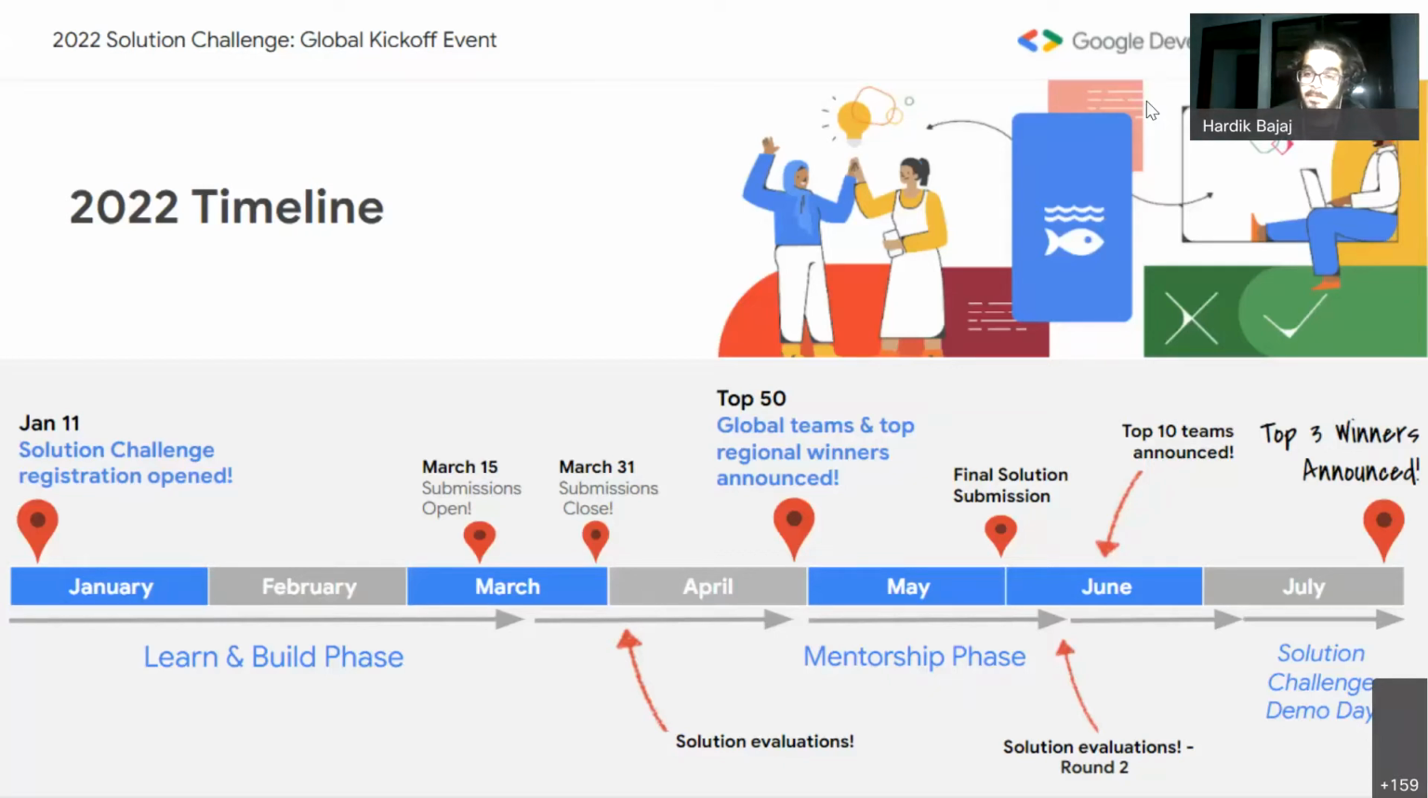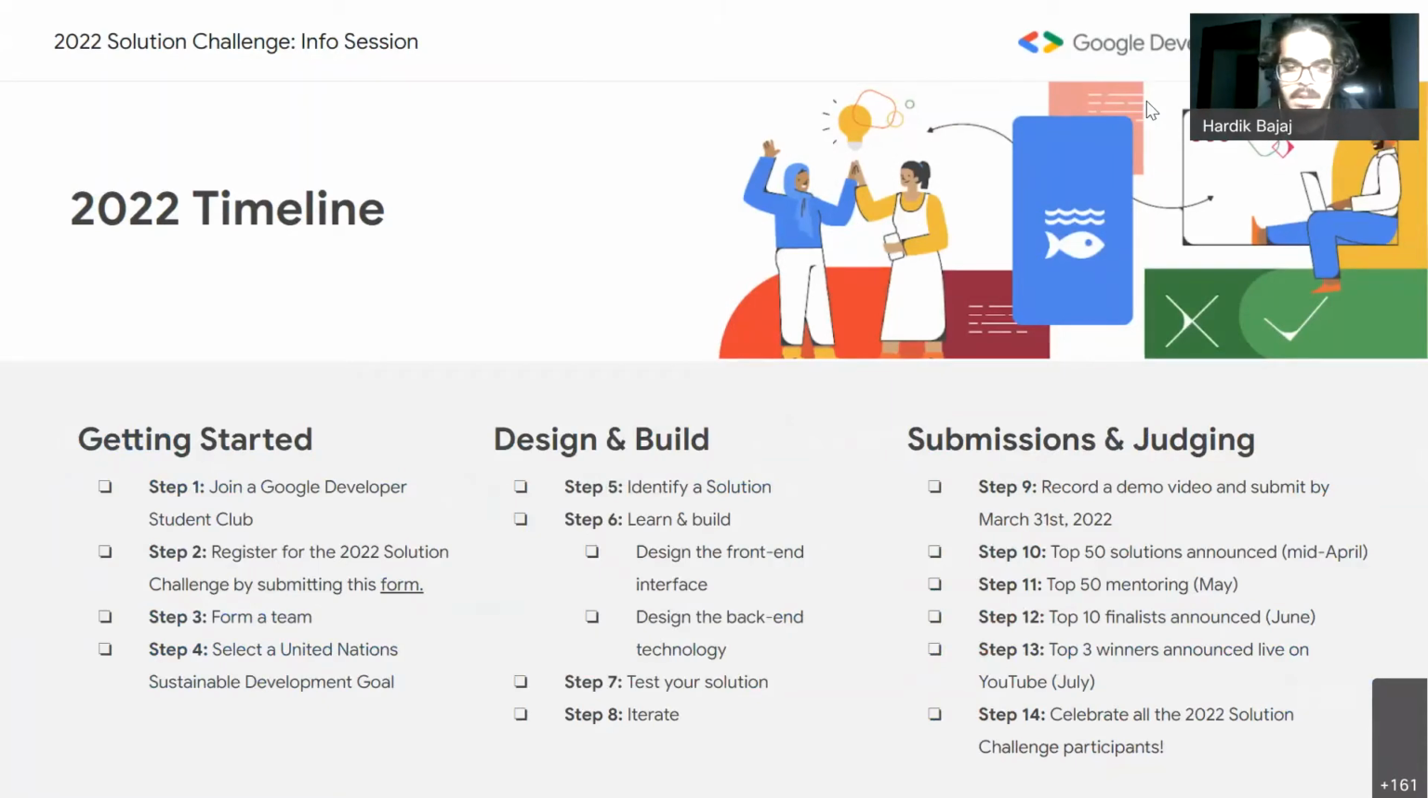So in May, you can improve your solution, and you have to give a final submission by the end of May. And then in June, the top 10 teams are announced, and you can also see a YouTube video for that. The top 10 selected teams for Google Solution Challenge 2021, and then the top 3 winners are announced. So these are all the steps. As I told you, these are just the steps which would be a part of your journey if you are applying for the Google Solution Challenge.